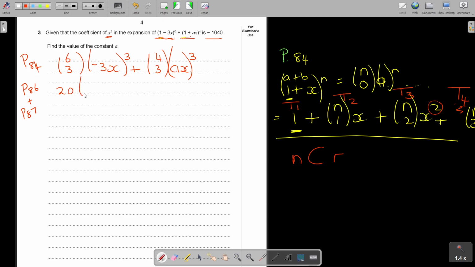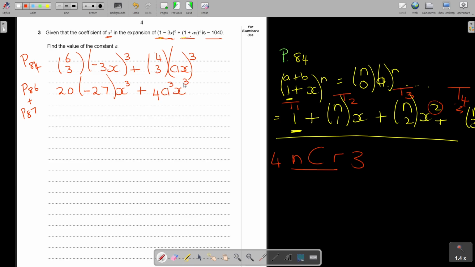Okay. And then it's going to be negative 3 to the power of 3, and that is going to be negative 27, and then it's going to be x to the power of 3 plus. Okay, let's do exactly the same with this one. 4, so we press 4, nCr, and then 3. And then what do we get? We get 4, and now don't forget, it's a to the power of 3, x to the power of 3. Okay, so that's the statement.